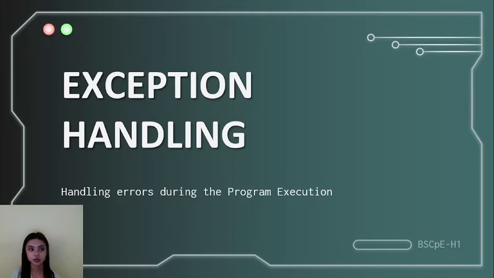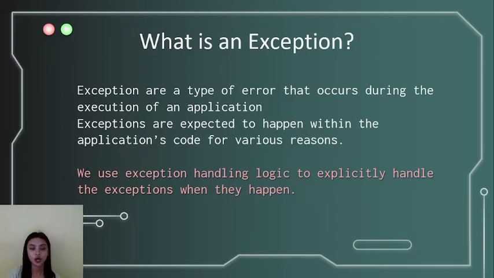So basically it all means handling errors during the program execution, and the purpose of exception handling is to prevent our program from crashing. So first, what is an exception? Exceptions are a type of error that occurs during the execution of an application and are expected to happen within the application's code for various reasons. We use exception handling logic to explicitly handle the exceptions when they happen. When problems occur, exception handling logic comes very handy.